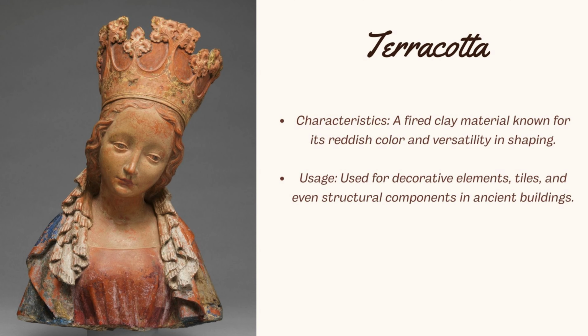Sixth is terracotta. The characteristics of terracotta: it is a fired clay material known for its reddish color and versatility in shaping. Uses were mostly for decorative elements, tiles, and even structural components in ancient buildings.